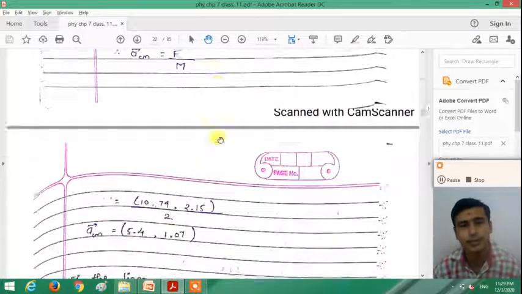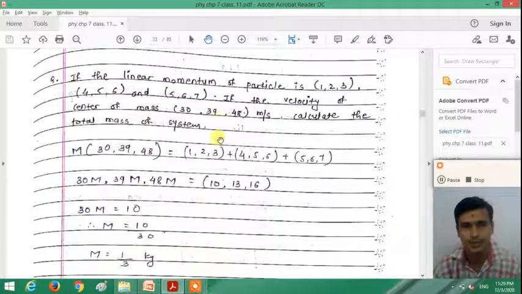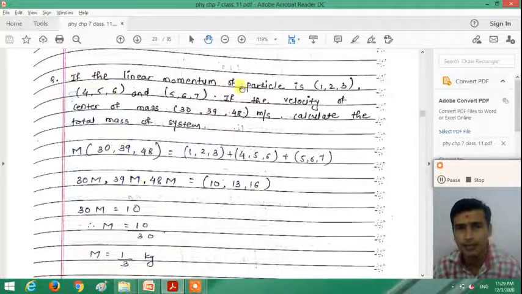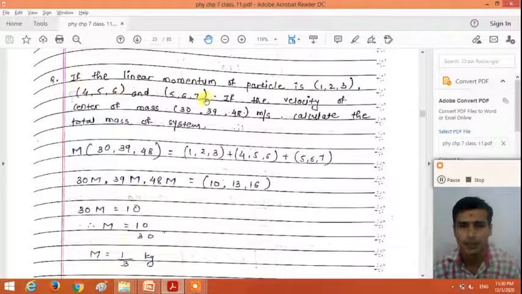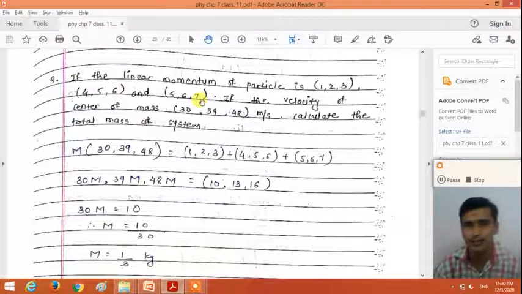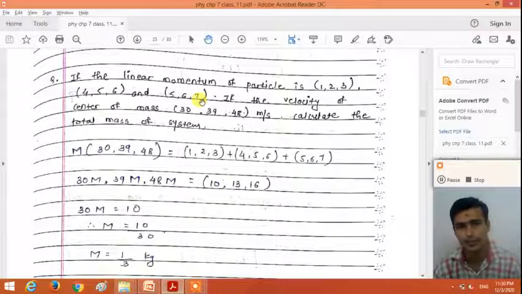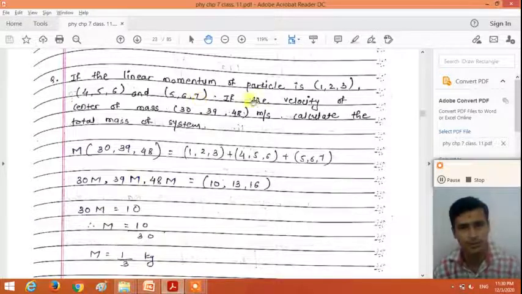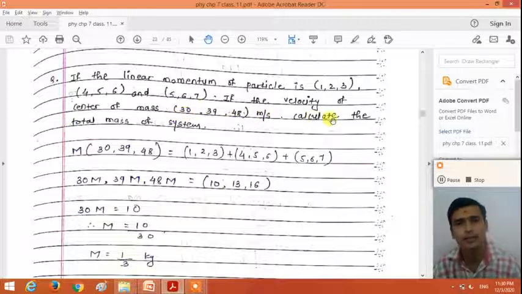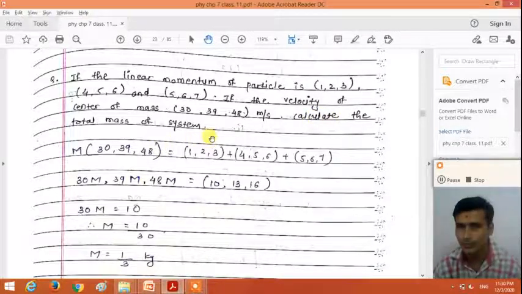Now we'll take another example, the last example. The linear momenta of the particles are given to you: (1, 2, 3), (4, 5, 6) and (5, 6, 7), in units of kg meter per second. If the velocity of the center of mass is (30, 39, 48) meter per second, calculate the total mass of the system. Here the velocity of the center of mass is given to you.